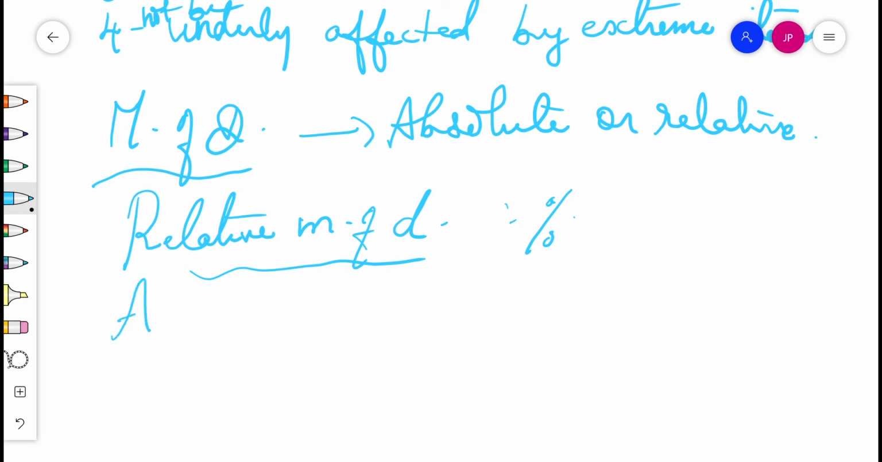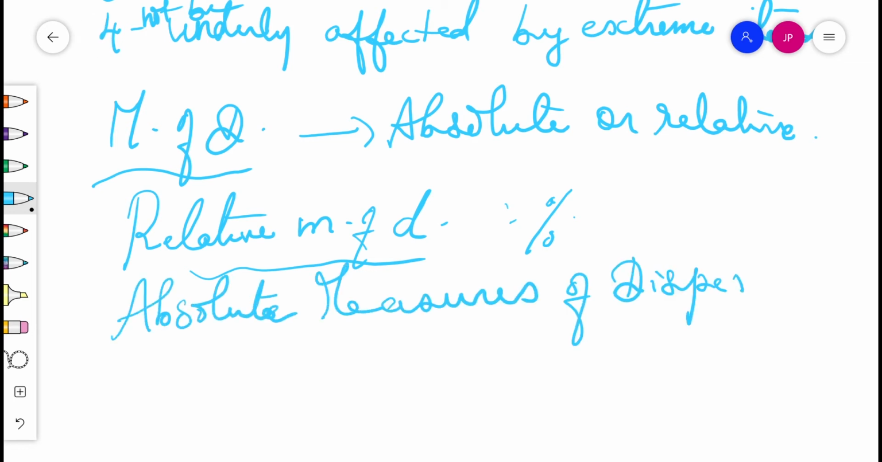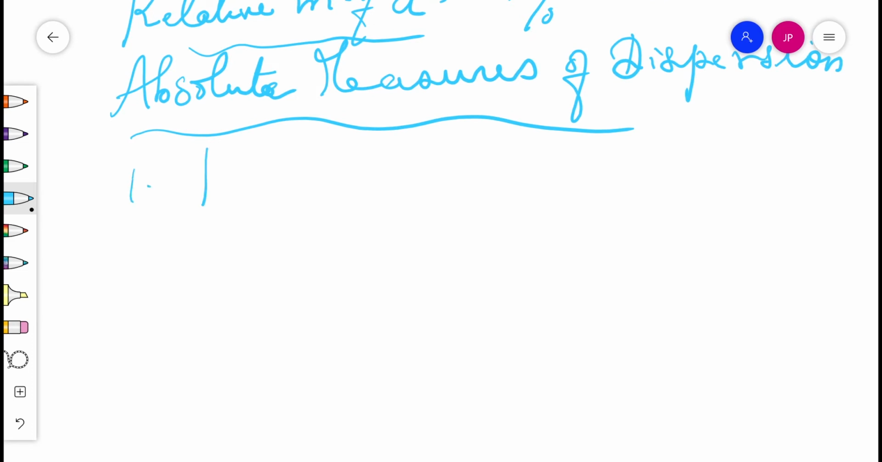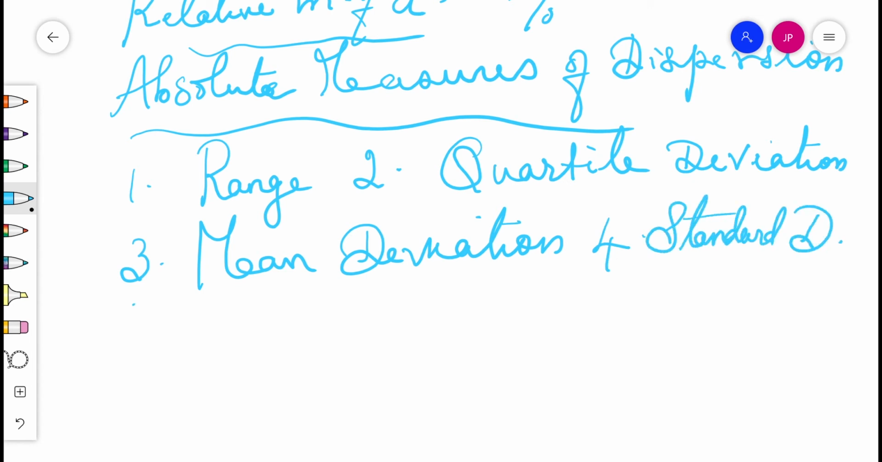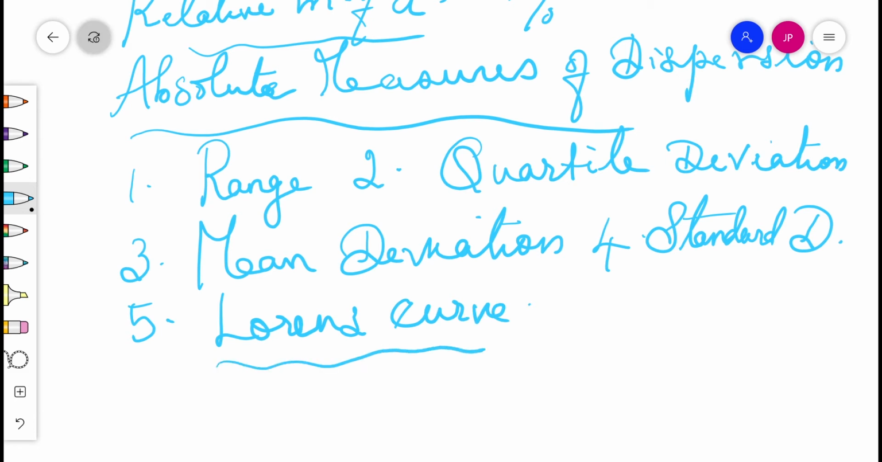Now we can study which are the absolute measures of dispersion. The first one is range, R-A-N-G-E. The second one is quartile deviation. Third one is mean deviation. Fourth one is standard deviation. Fifth one is Lorenz curve. Lorenz curve is a graphic method of studying dispersion. We can study one by one.